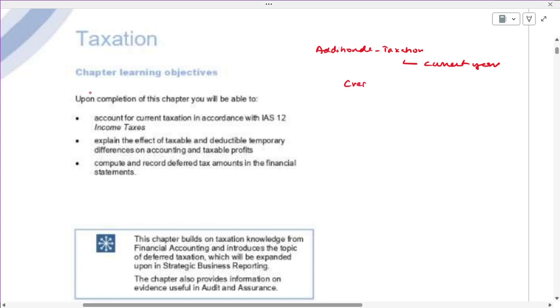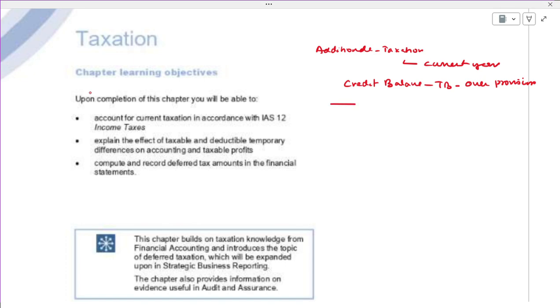Sometimes there will be a credit balance in the trial balance. It means we have an over provision. Sometimes there will not be a debit balance. A debit balance means you have not paid the tax. That never happens, usually.